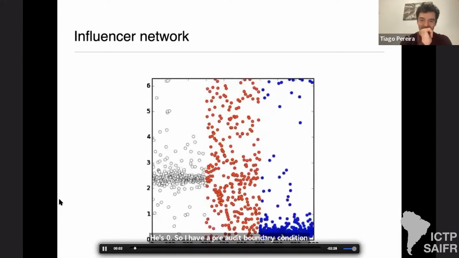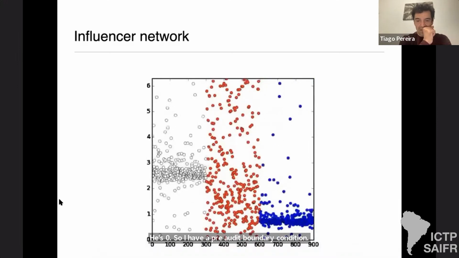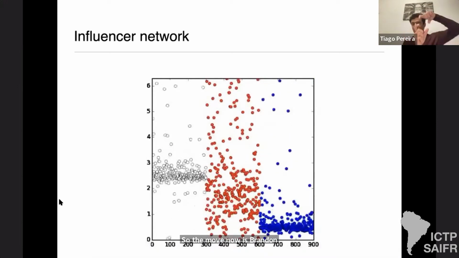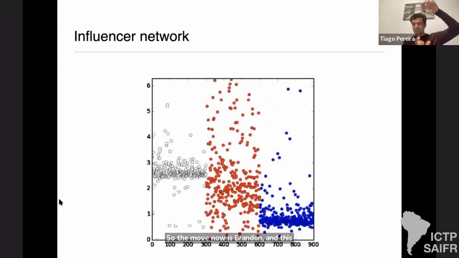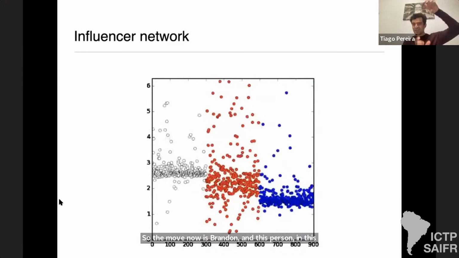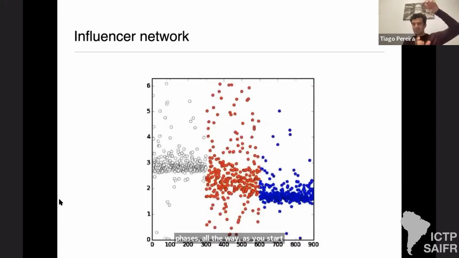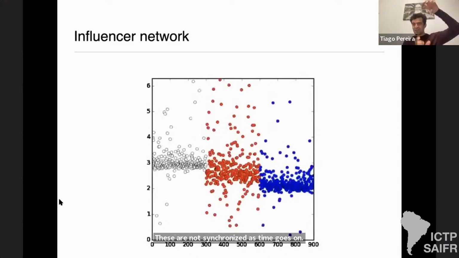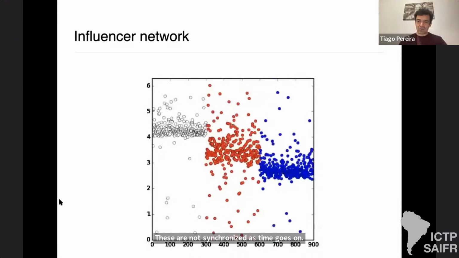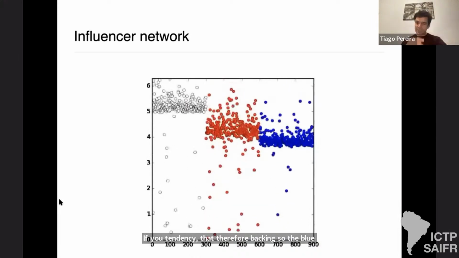The movie is now running. The dispersion in phase is all over, as it started. It's not synchronized. As time goes on, you see a tendency that they form packings. The blue group is now packing together.